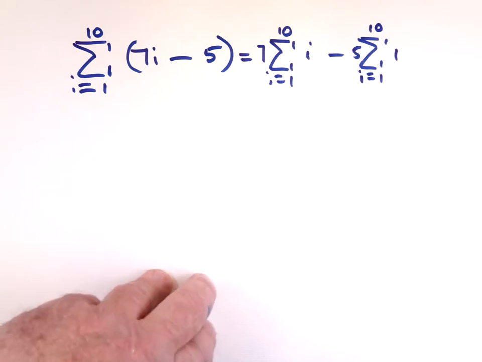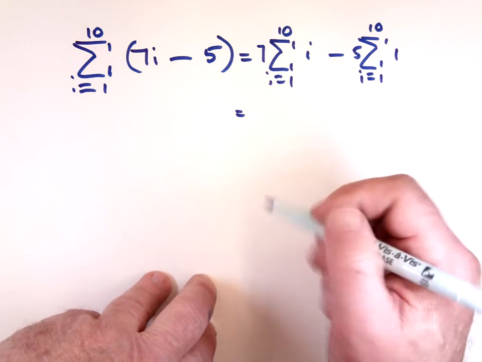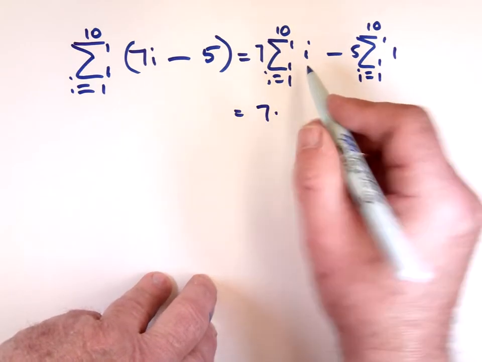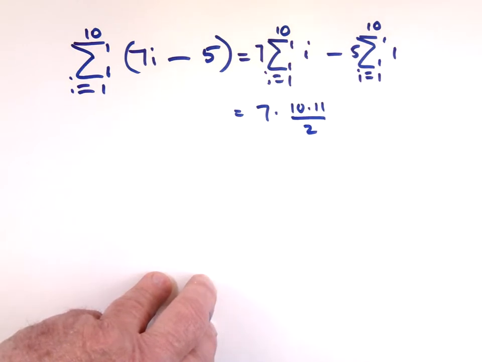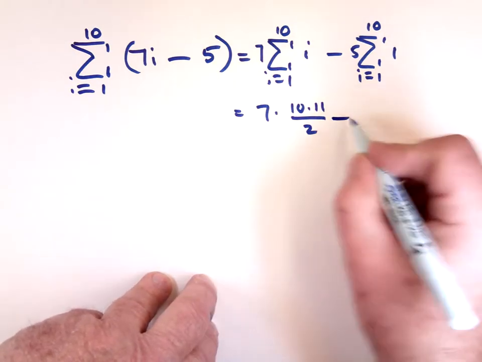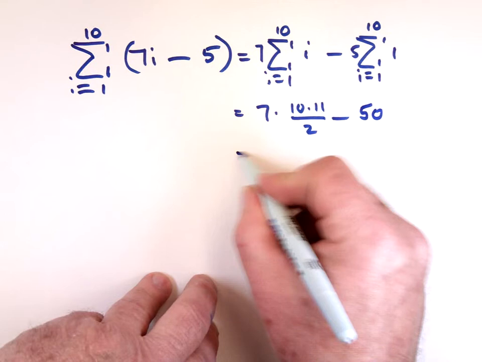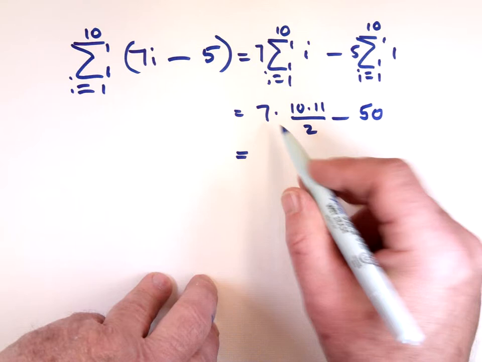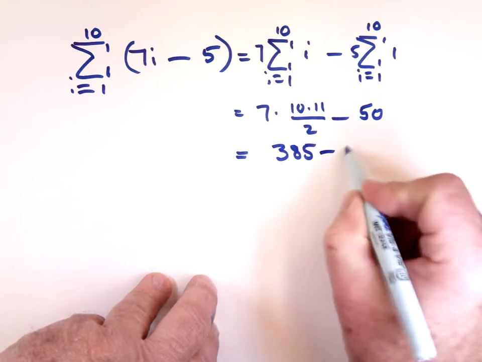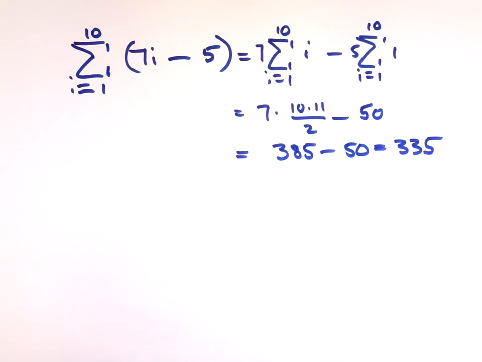This is the sum of the first 10 integers. What's the sum of the first 10 integers? It's 10 times n plus 1, 11, divided by 2. That's the formula for the sum of the first 10 integers, times the 7 that we brought out front. When we add up 1 ten times, we get 10 times 5, which is 50. 2 goes into 10 five times. 5 times 11 is 55, times 7 is 385.